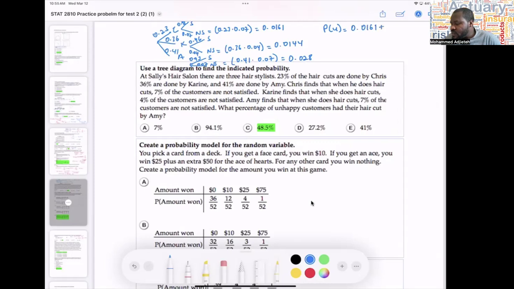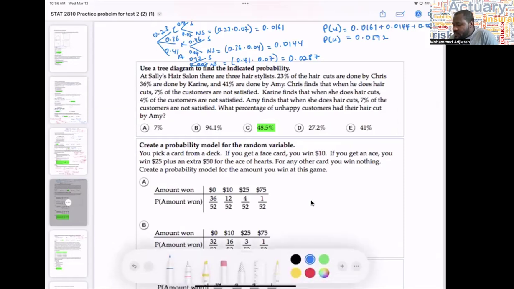So the probability of an unhappy customer, which is P of U, is equal to 0.0161 plus 0.0144 plus 0.0287. And so the probability of an unhappy customer gives us 0.0592. And we are asked to find what percentage of unhappy customers had their hair cut by Amy.